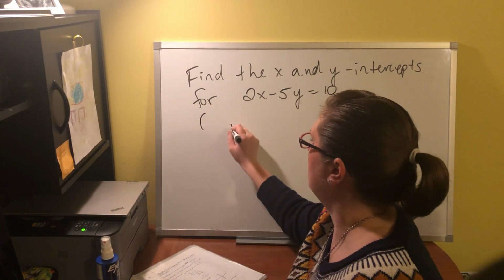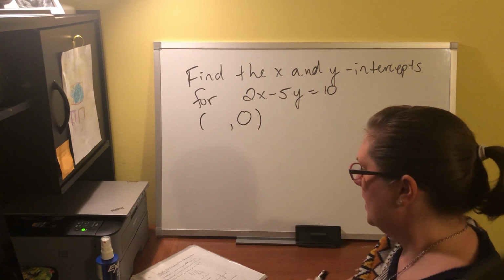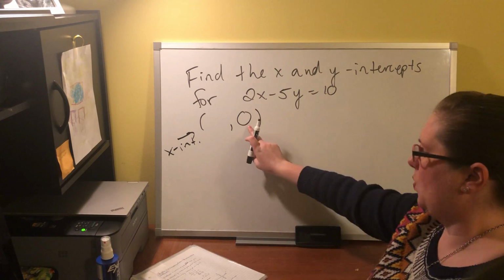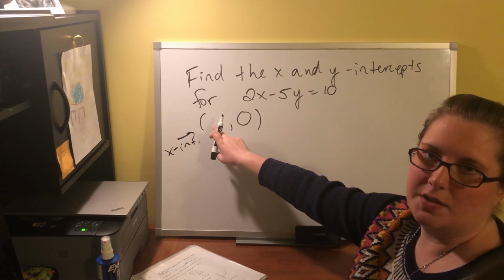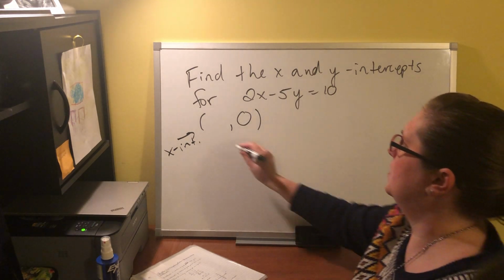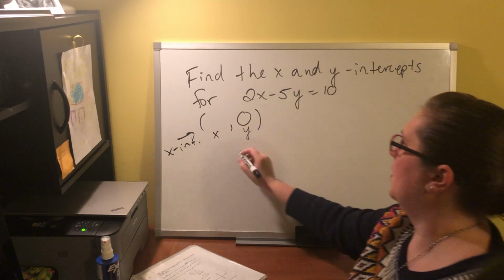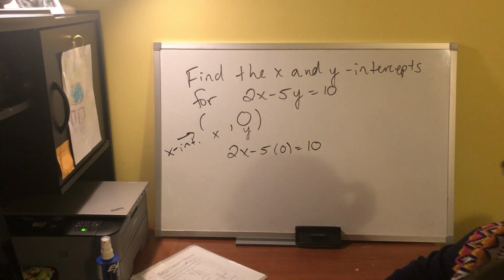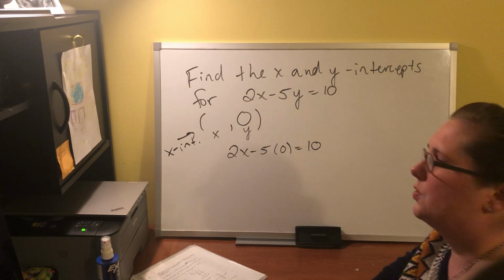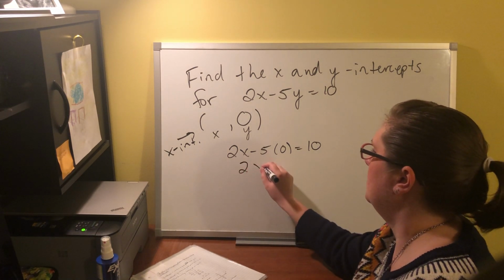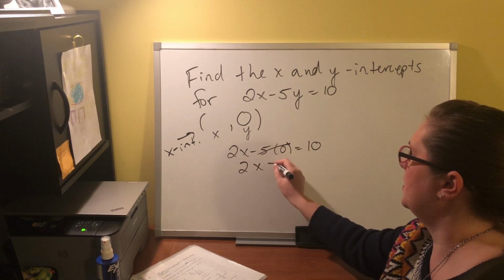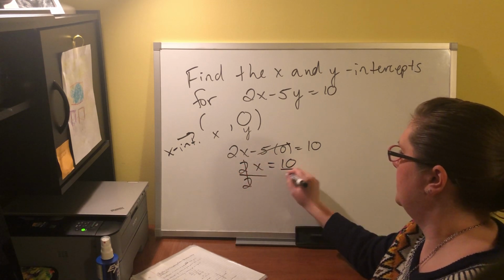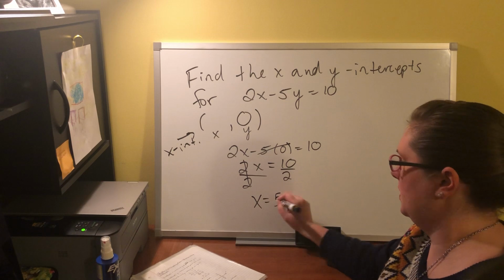So we're going to solve for the x-intercept, because y is equal to 0 and we're solving for x. Let's find this x-intercept first. We need to substitute in the 0 for y. So I have 2x minus 5 times 0 equals 10. We're solving for our variable x, which we've done for a couple chapters now. 5 times 0 becomes 0, so we now have 2x equals 10. Divide by 2 on both sides, so x is equal to 5.